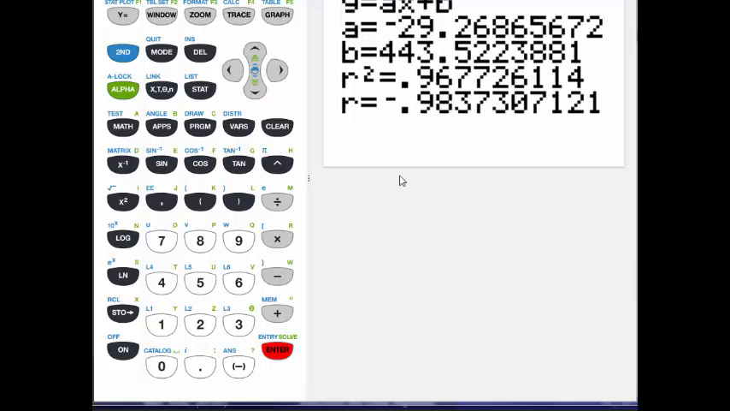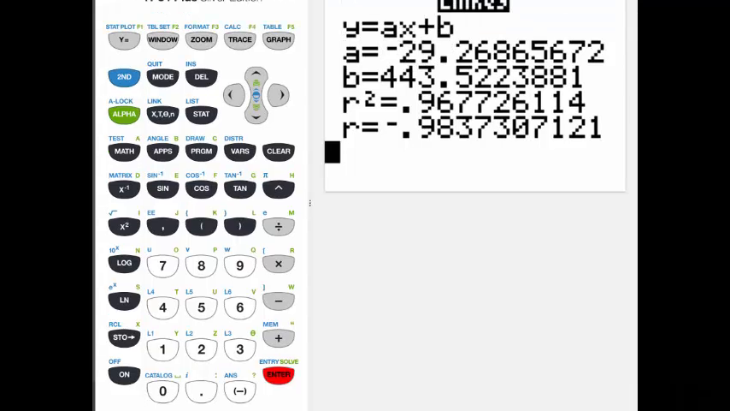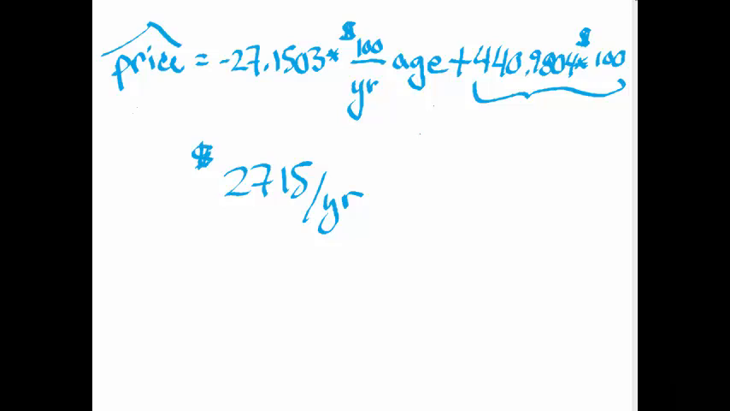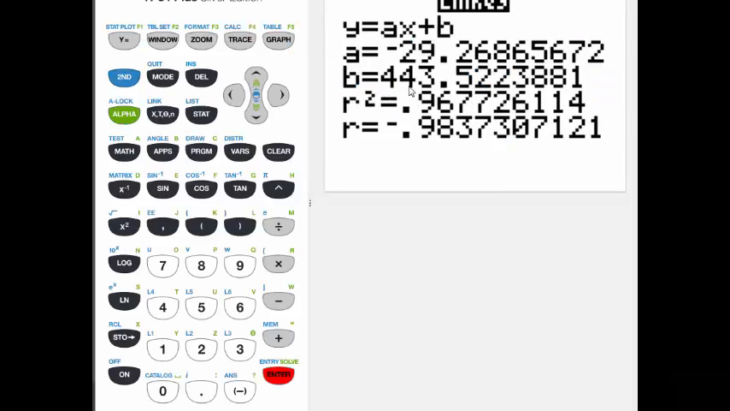My slope value is now negative 29 and change. What was it before? It was negative 27 and change. And my y-intercept value is now 443. That hasn't changed much either. Let's take a look at the plots there.